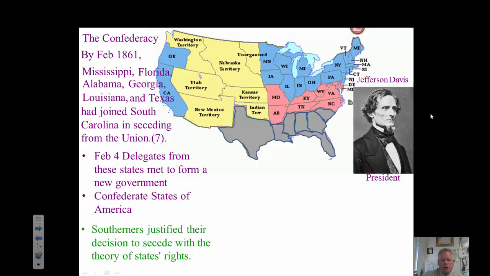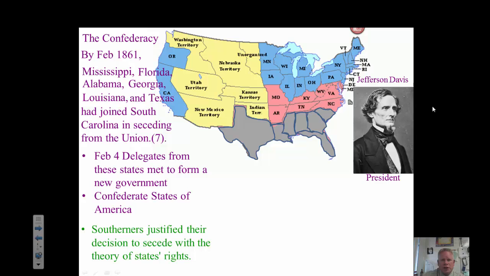Now, Southerners justified their decision to secede with the theory of states' rights. Now, we've been learning about states' rights all year, and our first definition of states' rights was that the state governments thought they were more powerful than the federal government. And the second definition that we focused on was that the states thought they had the power to nullify laws that they thought were unconstitutional or that they didn't like.